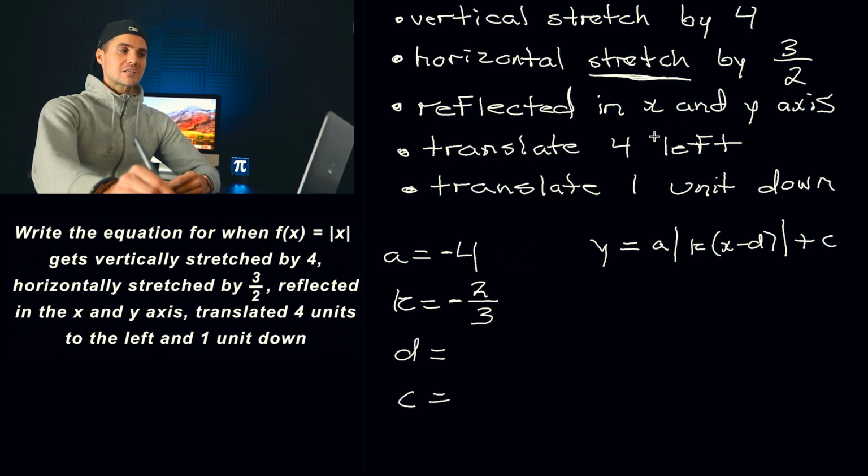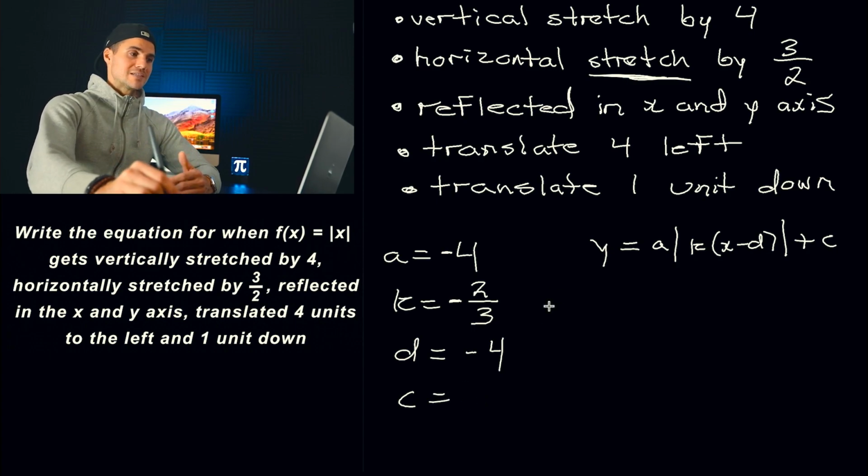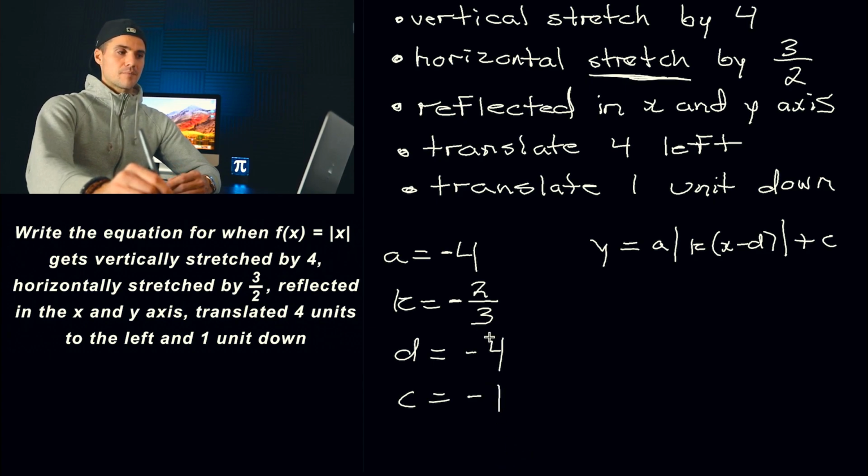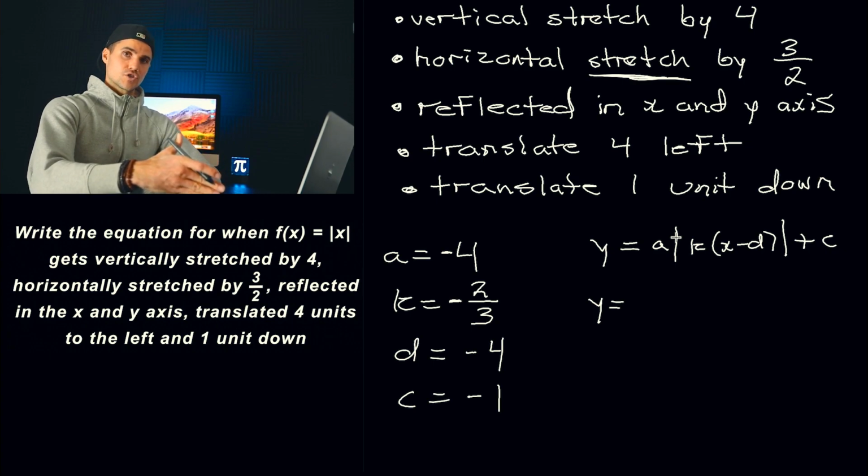Translated 4 units left, that's the d value. If it's going left, that means the d value is going to be -4. 1 unit down, that's the c value, right? Vertical translations, if it's going down 1 unit, the c value is going to be -1, like that. And then all you've got to do is take these transformation values and plug them into this general format for the absolute value function in particular.